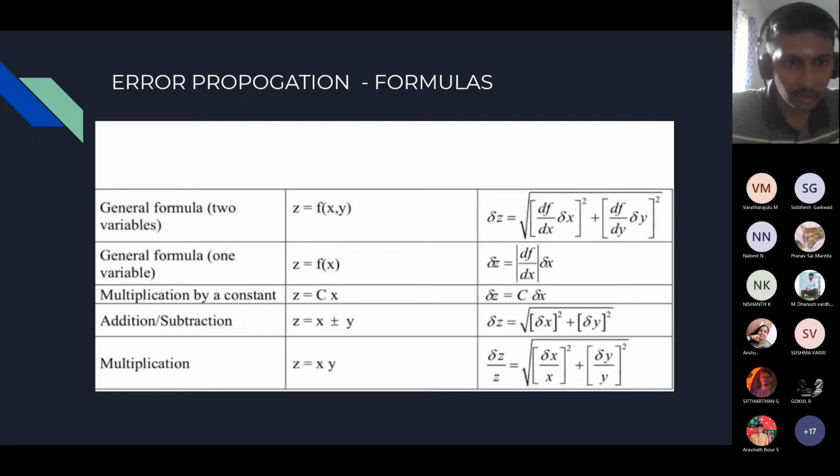For example, take the fourth formula, addition and subtraction, z equals x plus or minus y. In those formulas you can directly add the error, but here delta z equals the root of delta x square plus delta y square. Here we neglect the term delta x into delta y. This is usually used in physics laboratory problems like lens or vernier caliper. Next.